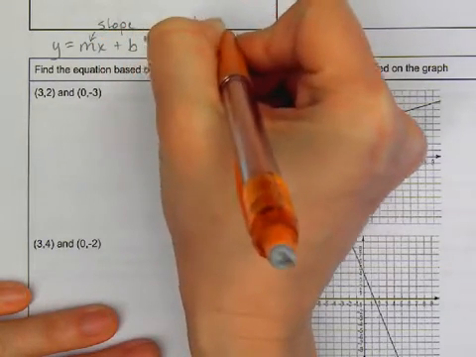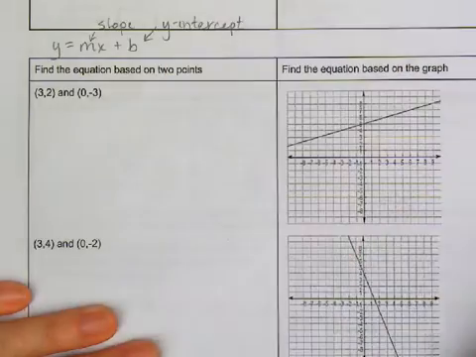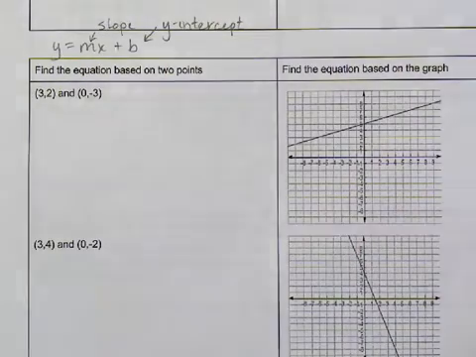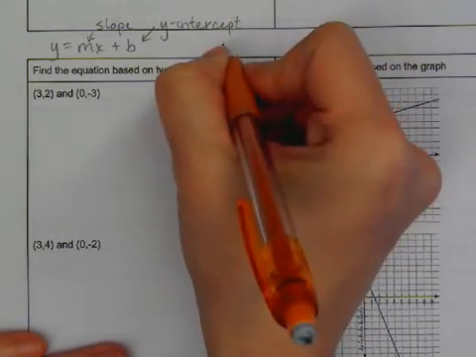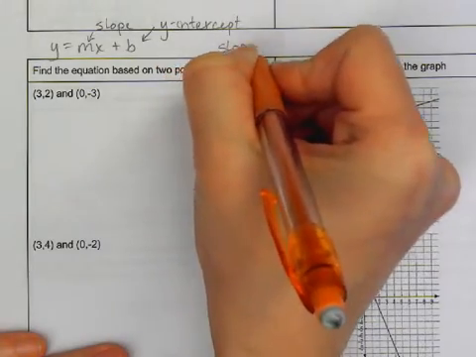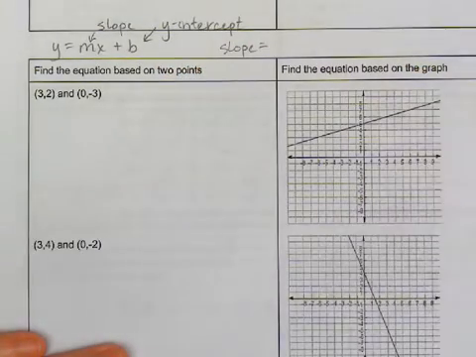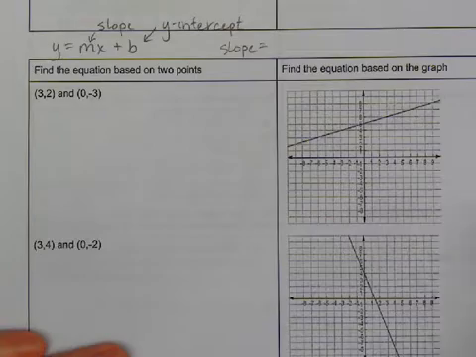So the slope formula, this is something you should probably put in your notes. One of the ways to remember that when you're looking at a graph is it's how much you're going up over how much you're going over. So rise over run.